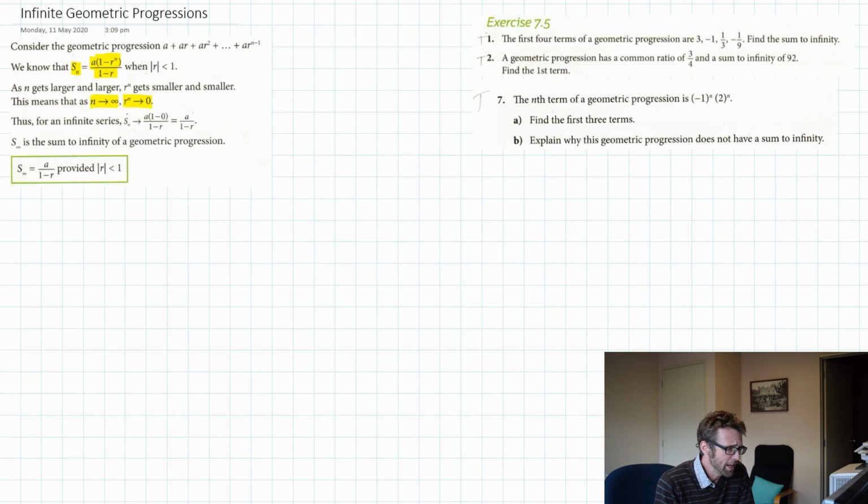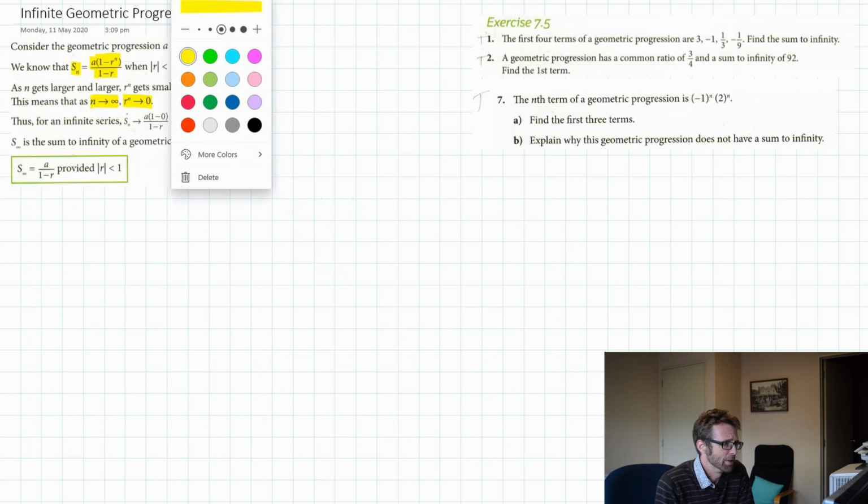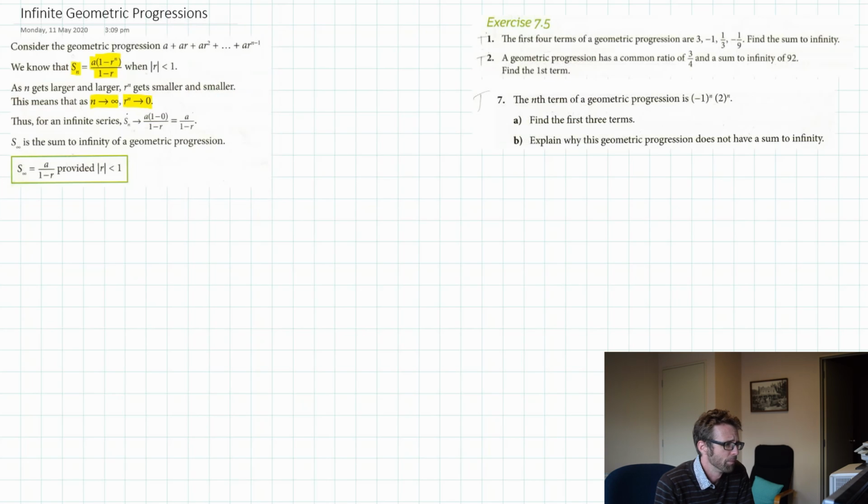Now, if that's the case, then we can pretty much ignore it, and we can call it a 0 because it gets closer and closer to 0. So as we approach infinity, or the sum to infinity, we get a times 1 minus 0, which is just a, all over 1 minus r. That gives us the formula for the sum of an infinite series, which is a over 1 minus r, provided that the modulus of r is less than 1. Okay, let's do 3 questions.